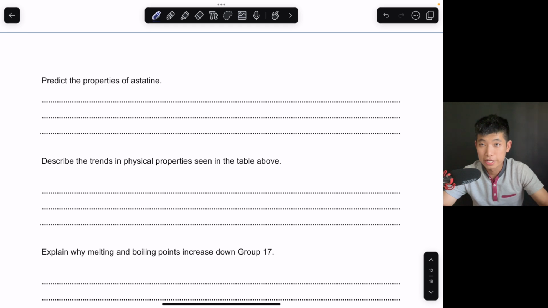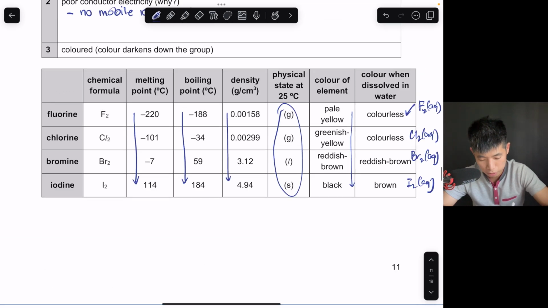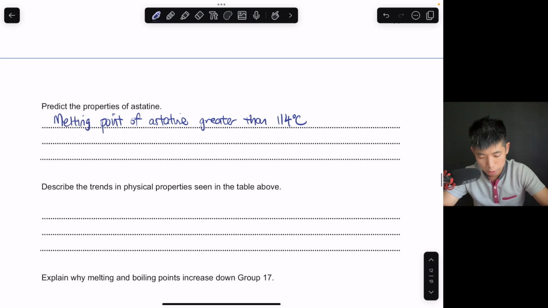So given the trend in the table, can you predict what the properties of astatine might be? We see that the melting and boiling point increases down the group, so I would expect the melting point of astatine to be greater than 114. I also noticed the trend in physical state. Since iodine is a solid, astatine would be a solid as well.